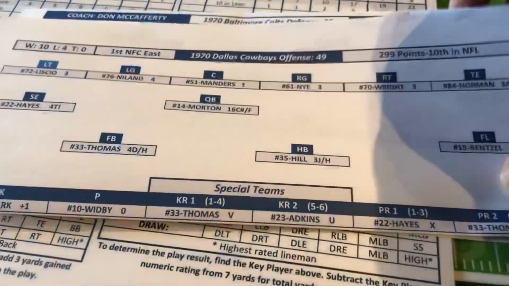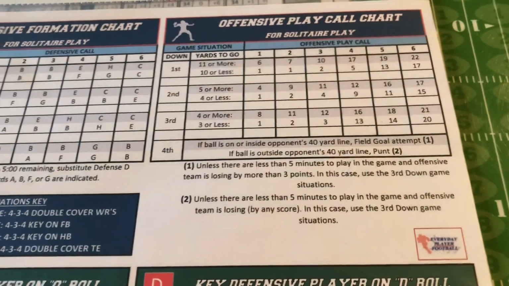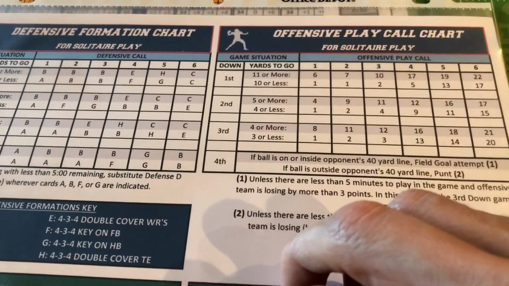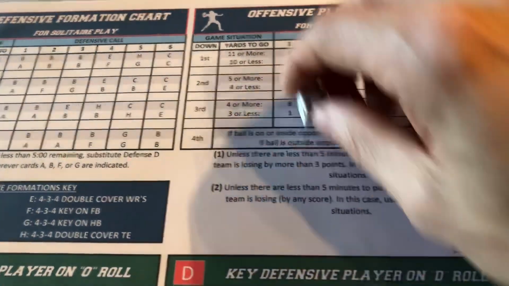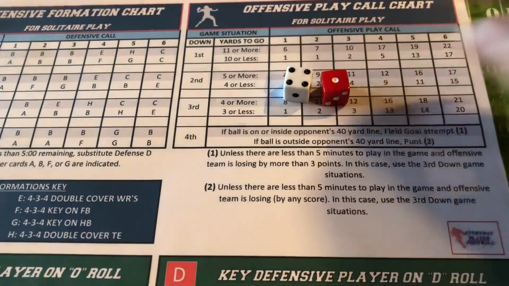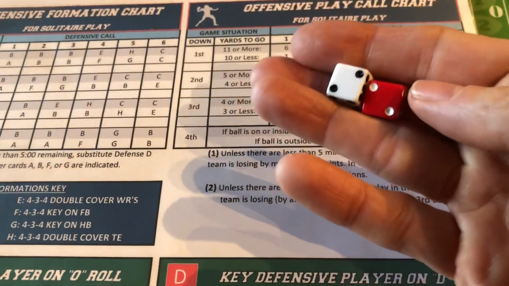A couple things I want to go over here real quick. I'm going to go over the play calling and how I do it. You can obviously do this any way you want. You can call the plays for the offense, the defense. You can automate both. I choose to automate both, and the way that I do it is I use 2 dice. And I use a white for the offense and a red for the defense.